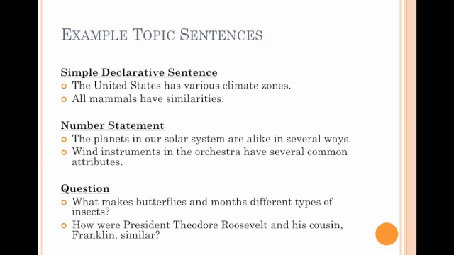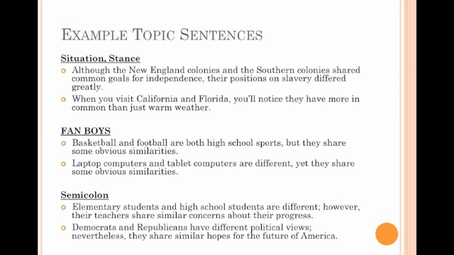"How were President Theodore Roosevelt and his cousin Franklin similar?" Again, by using the word choice similar, I can tell it's a comparison essay. This is where we get into some more intense, mastery, expert topic sentences. So situation stance, where you're giving us the situation or the subjects that you're comparing and contrasting, and then you're showing your position on it. So, "Although the New England colonies and the Southern colonies shared common goals for independence, their positions on slavery differed greatly." So I can tell this is a compare-contrast essay because you're going to talk about common goals as well.